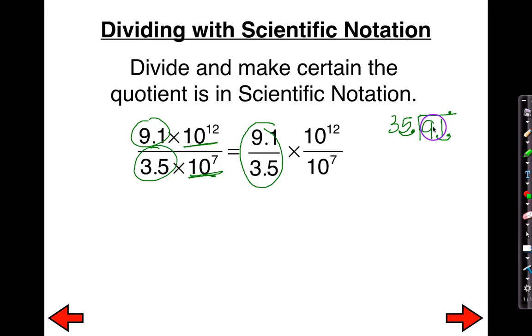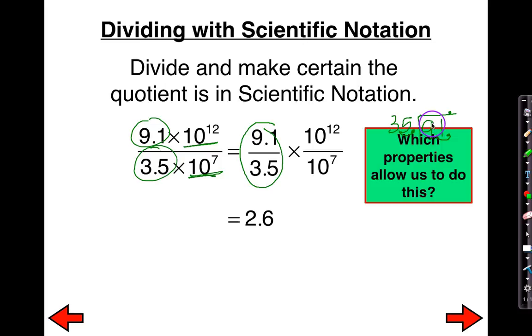35 goes into 91 2 and 6/10 times. We're going to go ahead and now, since this is a fraction, we're going to subtract the exponent. So 2 minus 7 gives us 2.6 times 10 to the 5th power.